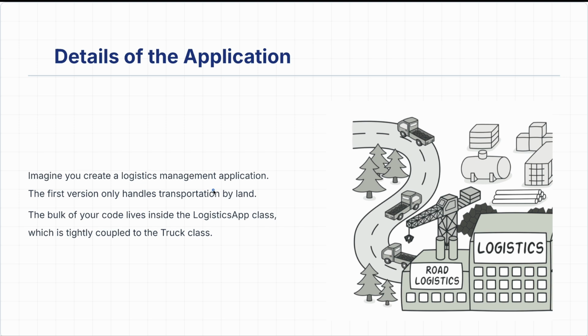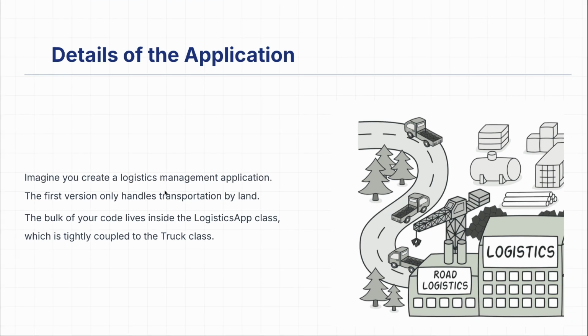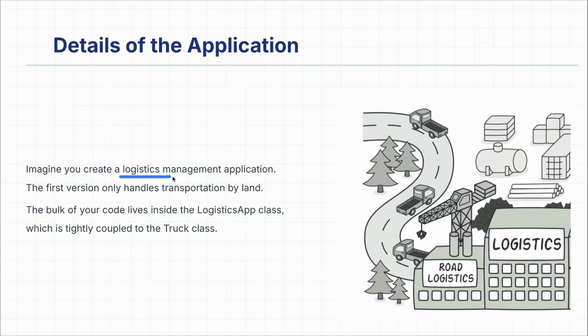Instead of jumping directly into definition and theoretical explanations, we will understand the factory design pattern using a very simple real-world example. Imagine you are building a logistics management application. This application is responsible for transporting goods from one place to another. Now, this is version 1 of your system, and currently your company only supports transportation via land, which means delivery through trucks. So, how will we design this?